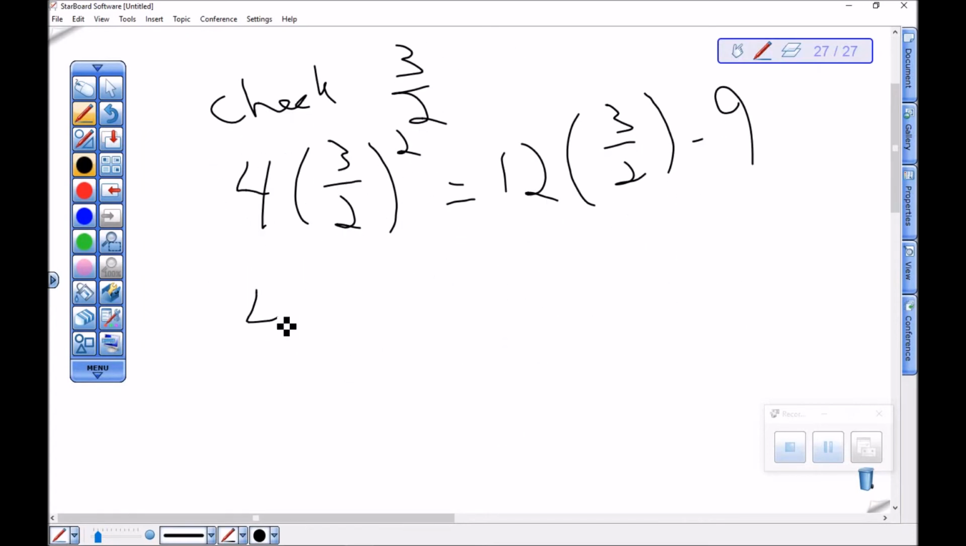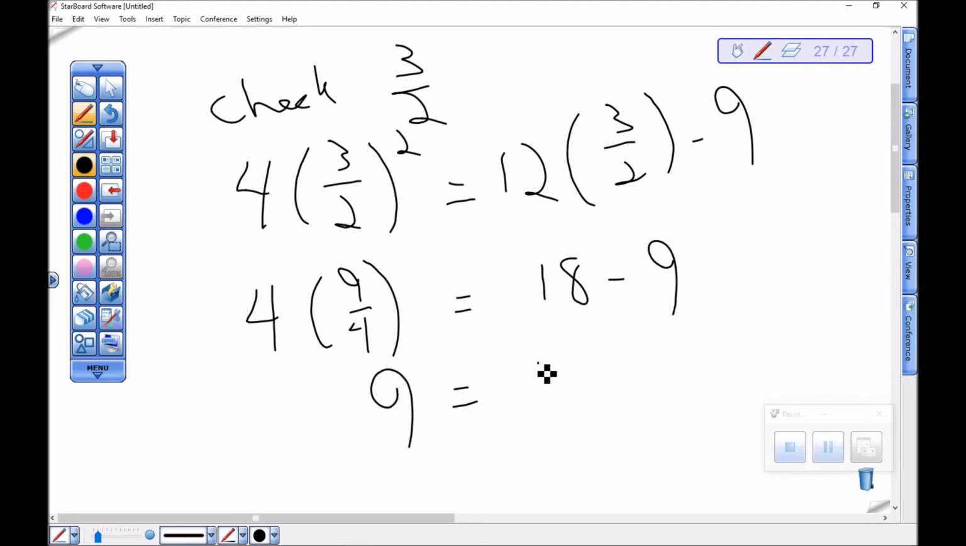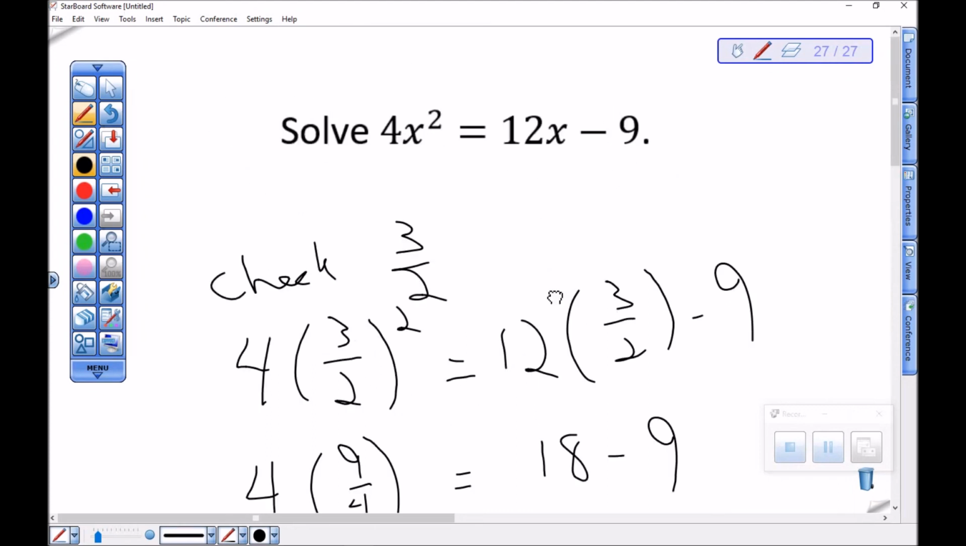4 times 3 halves squared is 4 times 9 fourths, because 3 halves times 3 halves is 3 times 3 is 9, 2 times 2 is 4. I want to know if that is, let's see, 12 times 3 halves, half of 12 is 6, times 3 is 18. 4 times 9 fourths is 9, 18 minus 9 is 9. I've got it. 3/2 is definitely the solution to that quadratic equation, and it's the only one.